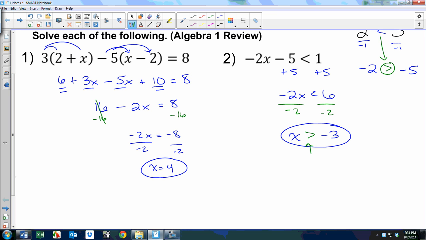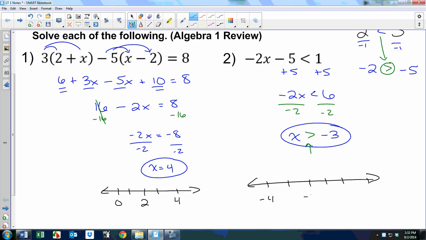And I know I'm going through this really fast, but it's for the sake of the video. You can pause it and rewind. But that's Algebra 1. Another Algebra 1 concept was that you graphed your answers from time to time. So we'll say 0, 2, 4. And this is important for today's Algebra 2 lesson. Negative 4, negative 2, 0. When graphing x equals 4, you just graphed x equals 4, one point. But when you're graphing x is greater than negative 3, there's an infinite number of solutions.